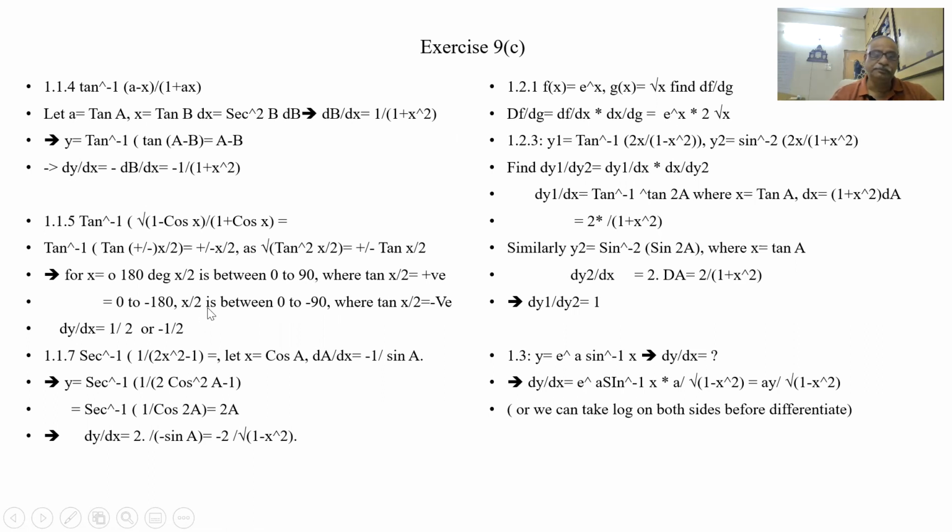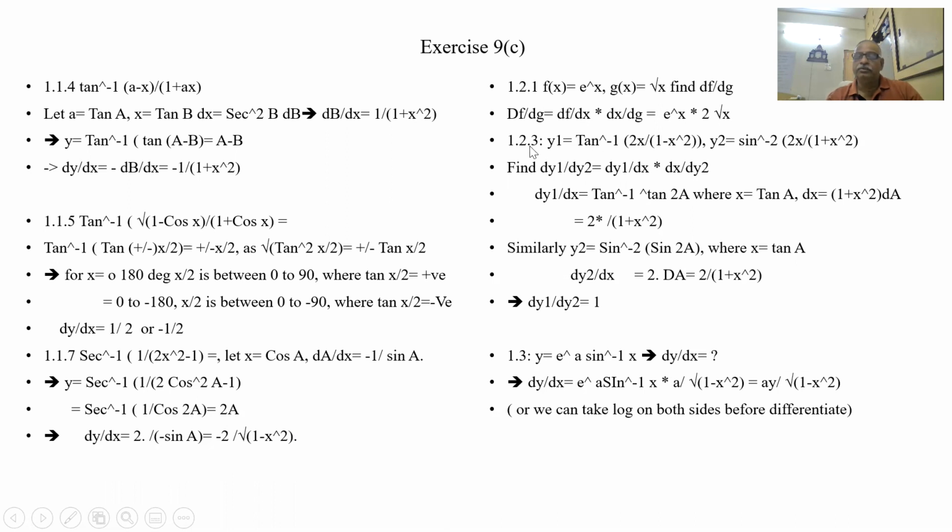This is negative. Okay. Now, secant inverse of 1 by 2x square minus 1. Let x is equal to cos theta. 2 cos square theta minus 1 is cos 2 theta. It comes to the top, so it becomes secant 2 theta. Secant inverse secant 2 theta is 2a. So dy by dx is 2 by minus sin a. That is the answer.